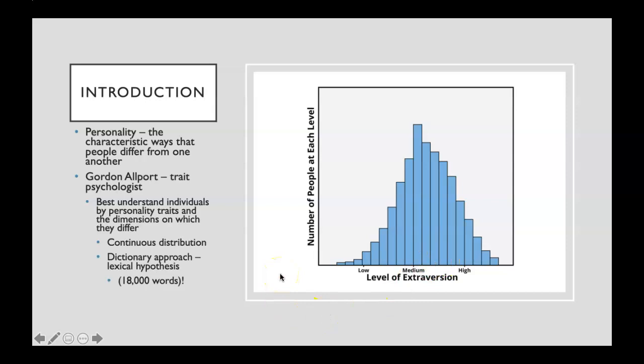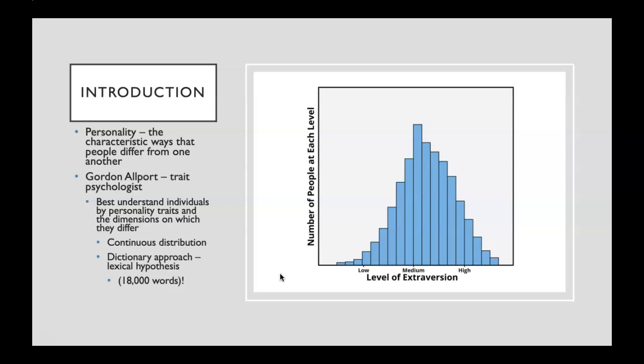Well, what Allport did was he used what he called the lexical hypothesis, and that has to do with our lexicon or the language that we use. And he scanned the dictionary for all words that could potentially define personalities. And he came up with 18,000 words, or traits. I think you and I both can agree that's a bit excessive.